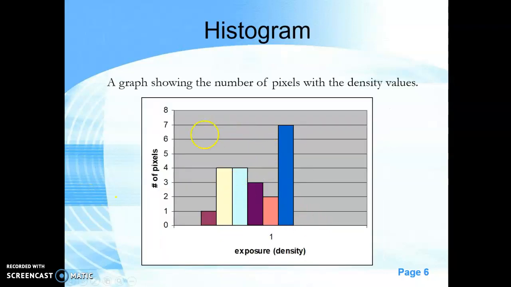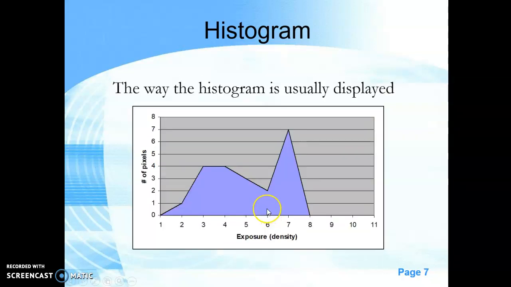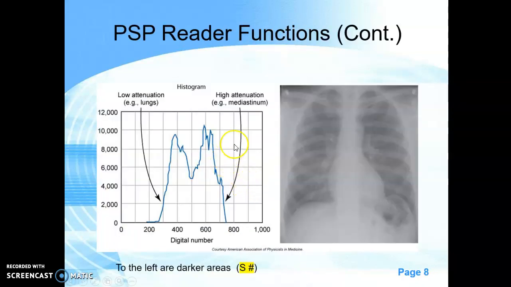So here's a picture of a histogram. Again, we have our exposure or density values versus the number of pixels on that image that have that particular exposure or density value. This is how the histogram is normally displayed. We have peaks and valleys, and it's not so graphical. This is a picture that comes out of your textbook as well, and this is a chest x-ray, and it's just an example of a histogram.